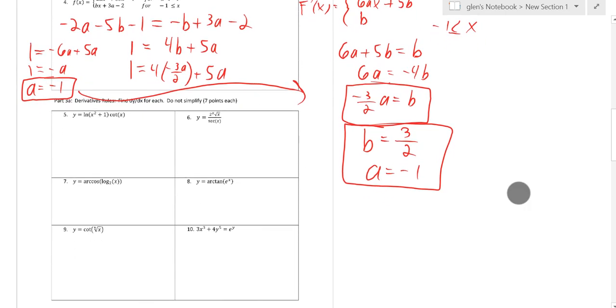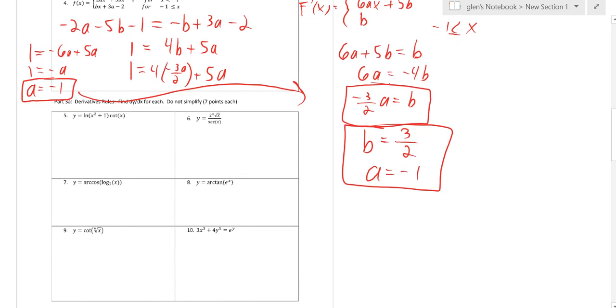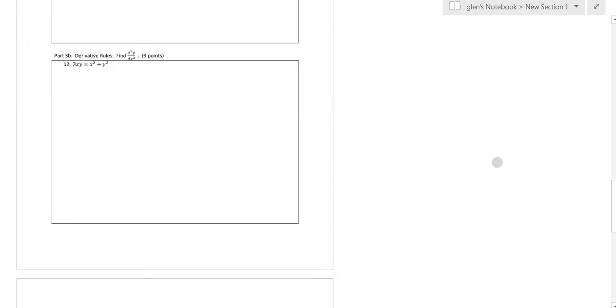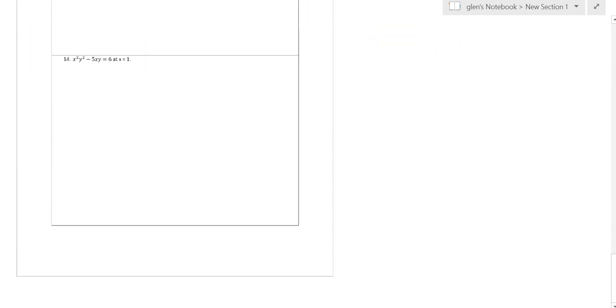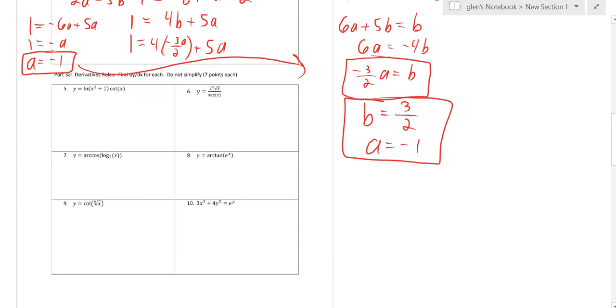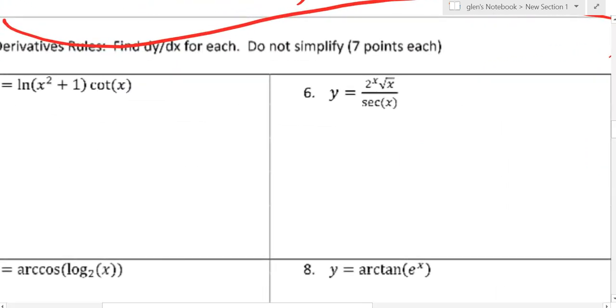Cool. And let's run through some of these derivatives here too. We could probably crank these out in 15 minutes. Oh man, we could probably finish the whole thing in 15 minutes. Look at all this. Yeah, we're going to go hyperspeed. Superhuman speed. Ready?